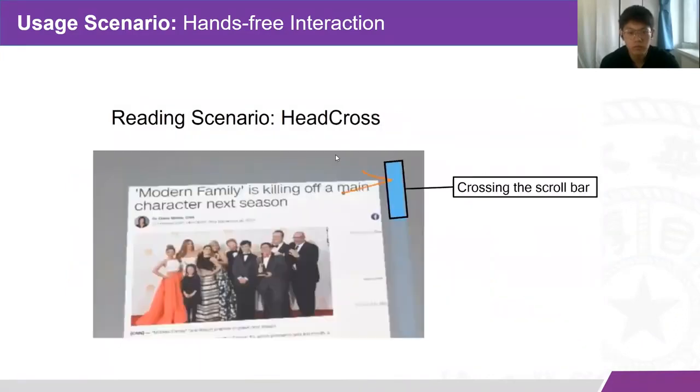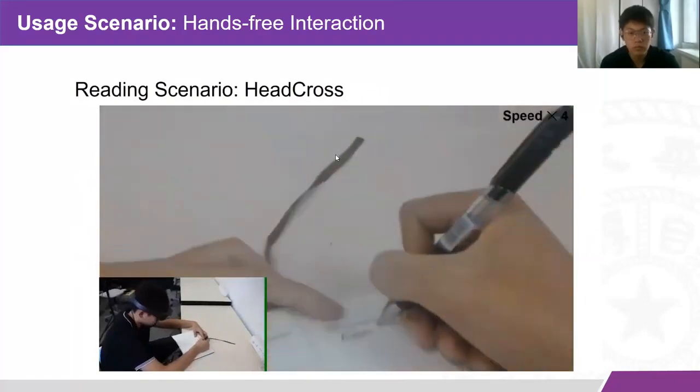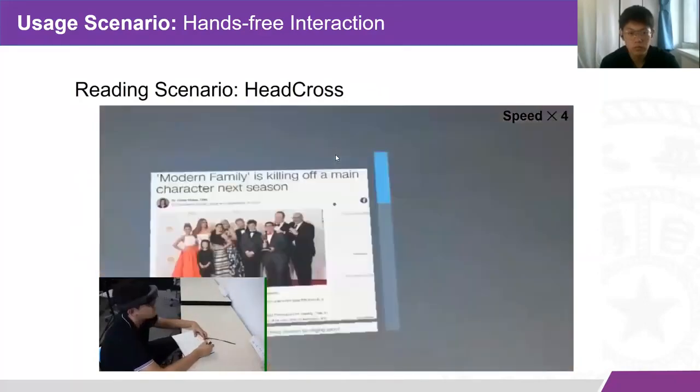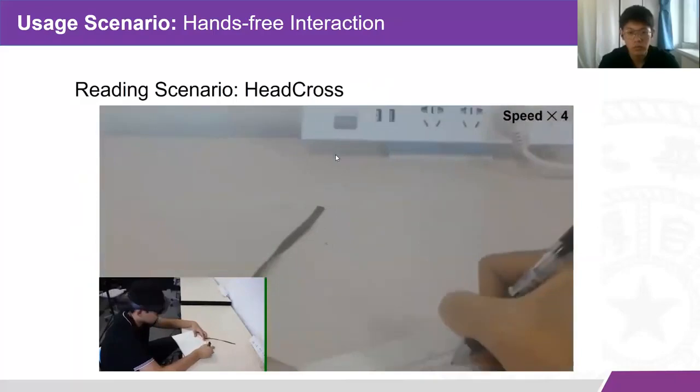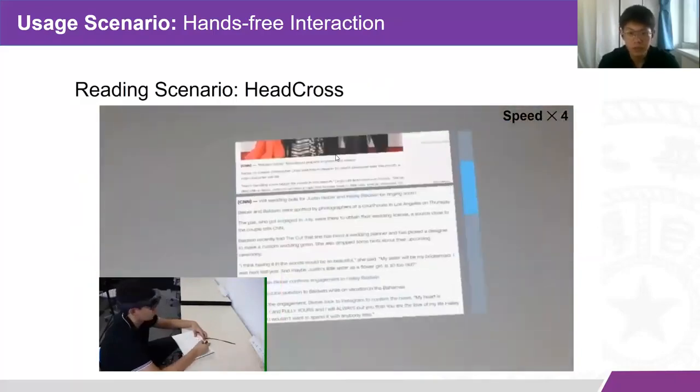With HeadCross, users can cross the scroll bar. They can write notes with their hands and scroll the document with head movements. As the video shows, it enables hands-free interaction with user interfaces. It provides a supplementary input method other than hand input, and it can be helpful when our hands are occupied by physical objects or by other tasks, or simply when we are too lazy to raise a hand into the midair.